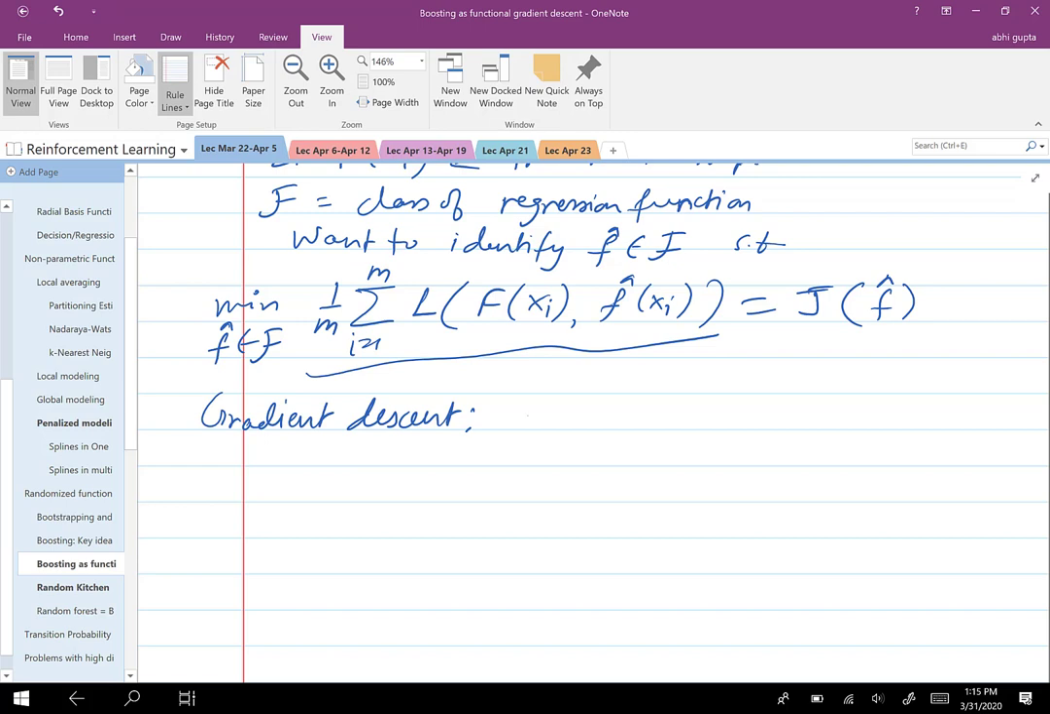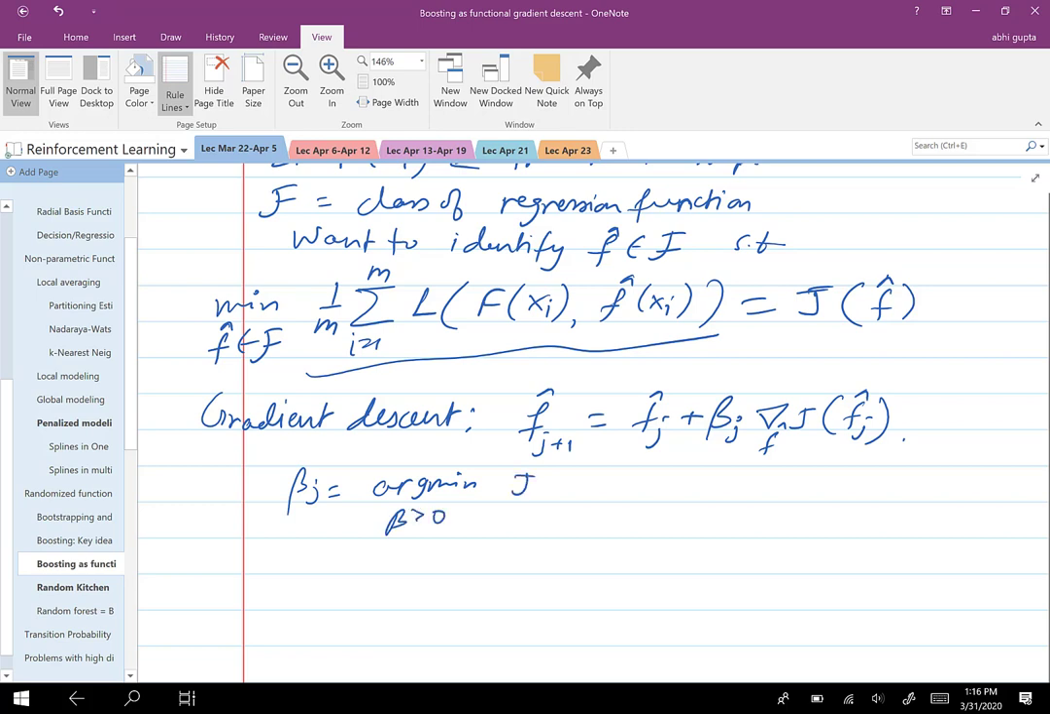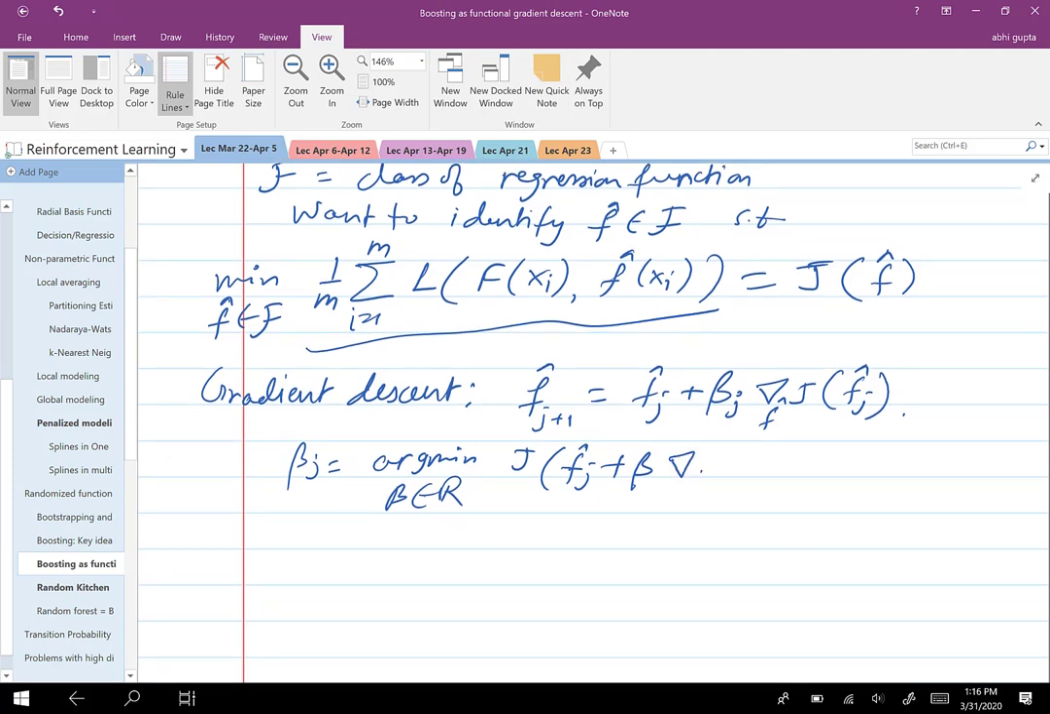So the gradient descent algorithm here would be f hat j plus 1 equals f hat j plus beta j times the gradient of J at f hat j. Okay, so this is the gradient descent where beta j is actually the argmin over beta in R of J of f hat j plus beta times the gradient of J at f hat j. Okay, so this is the form of the gradient descent algorithm, and this is how you pick the minimizing beta j.